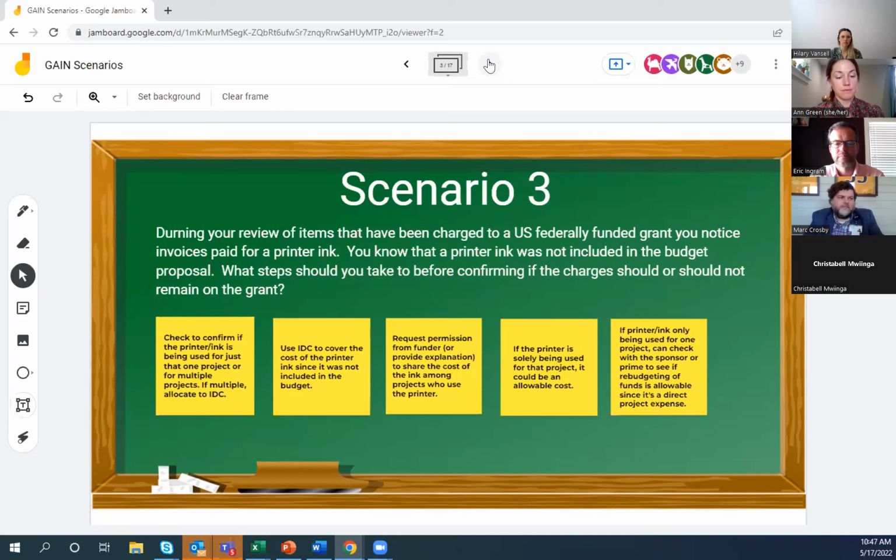So this is a situation where your printer, where it's seated, a lot of people are using it. So instead of just getting the charge as the project, you can share with other people who are using the ink. Then the other one is that we agreed to say if the printer is being used just for the project, it could be an allowable cost. All you need to do is justify why it should be charged, because it was being used for the project.